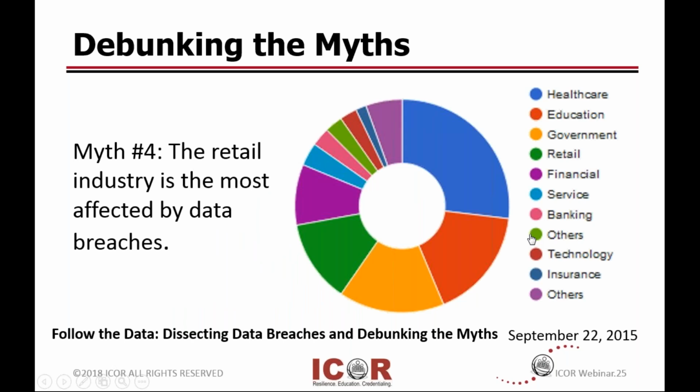The fourth myth is the retail industry is the most affected by data breaches. Although retailers have suffered many losses because of data breaches, the most affected industry was actually the healthcare sector, as I mentioned before. They account for more than a fourth, or 26.9%, in the past decade. The second, and this was one that really surprised me, was the education sector. This was followed by the government agencies, and then retailers actually come in fourth place with 12.5%.